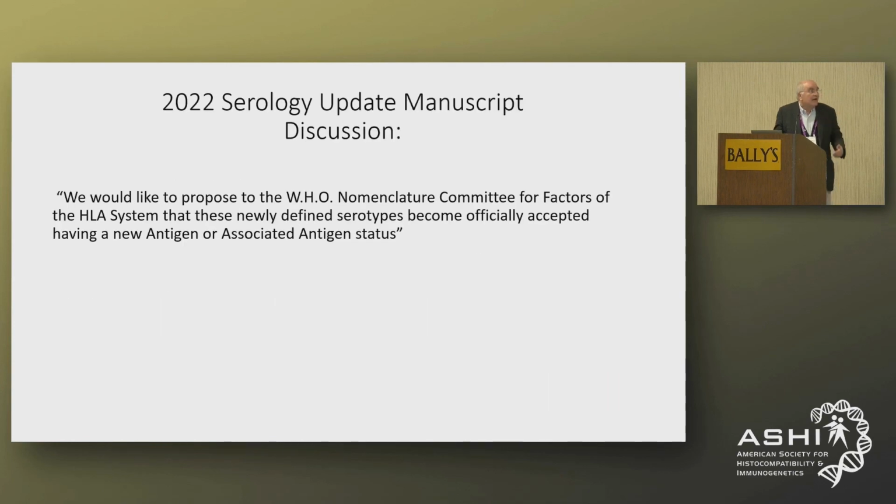And what we wrote in the manuscript is that we would like to propose to the WHO Nomenclature Committee for Factors of the HLA System that these newly defined serotypes become officially accepted, having new antigen or associated antigen status. So therefore, we don't diverge by calling things locally in our lab, which then does not allow us communication and so on. That has been the standard of nomenclature. So this is the proposal we have, and Steve will put this to consideration to the committee.